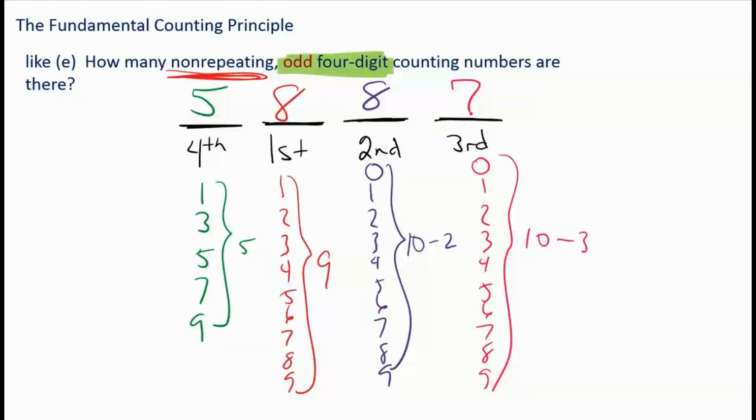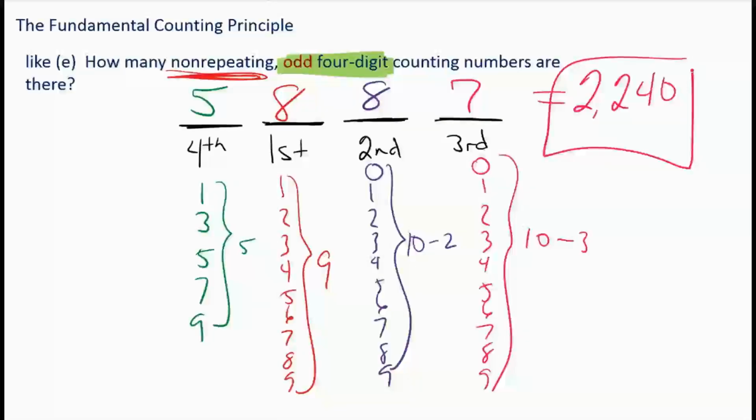So how many non-repeating, odd, 4-digit counting numbers are there? Well, whatever this is, 5 times 8 times 8 times 7. And that gives me 2,240. 2,240 odd 4-digit counting numbers.